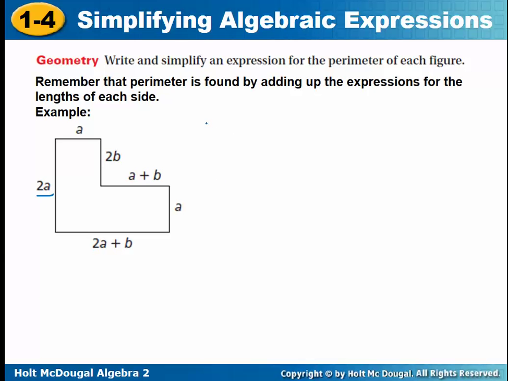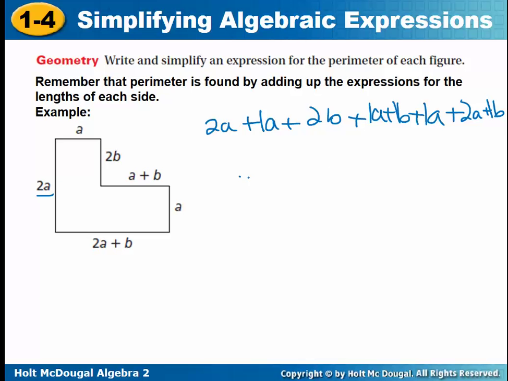I'm going to start at the 2A. 2A plus 2B plus A plus B plus A plus the last one, 2A plus B. Now remember that each of these A's is really a 1A, or if there's a B by itself, that's a 1B. And then we will just add up how many A's we have plus how many B's we have. And I'll let you finish that one up.